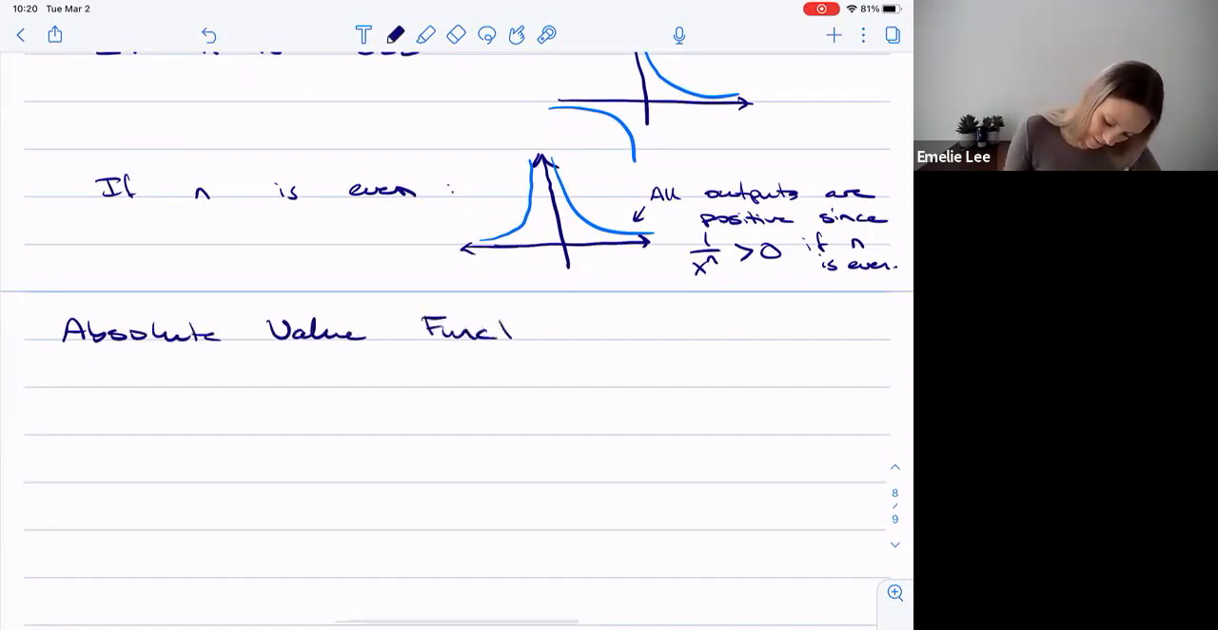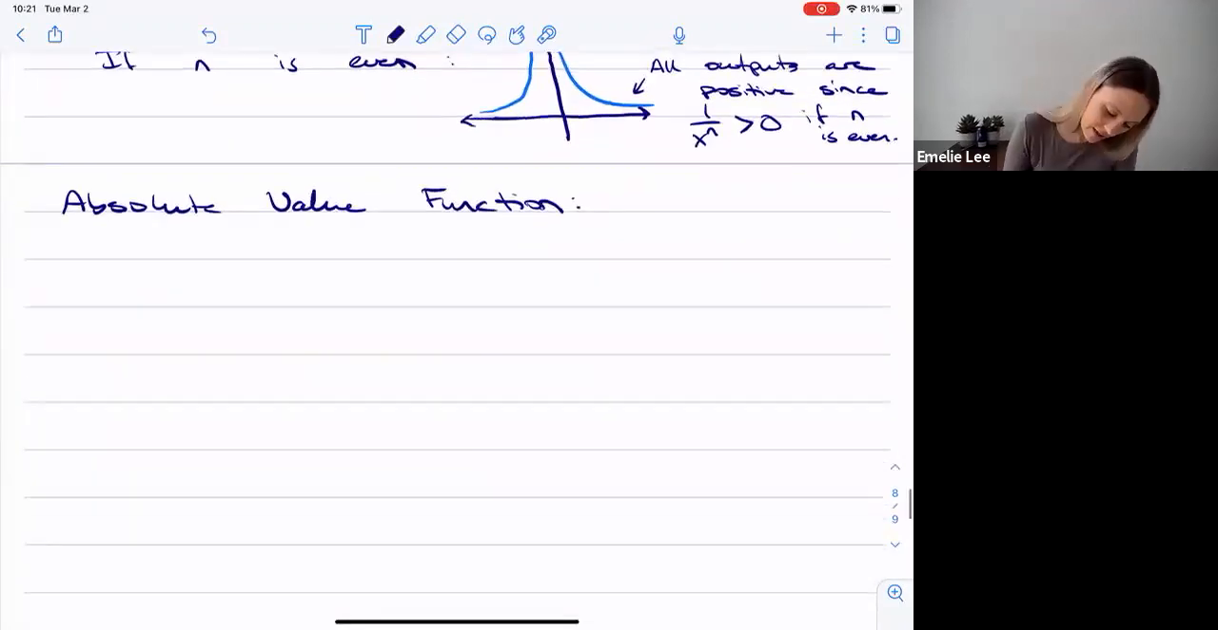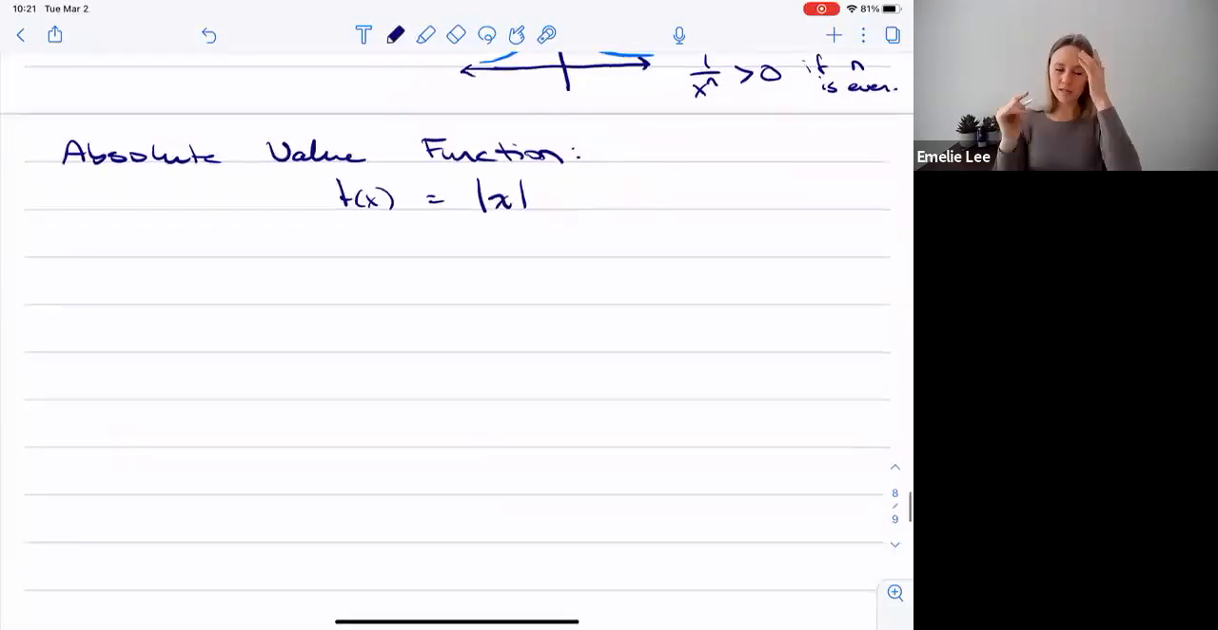The absolute value function. Remember, the absolute value basically takes any value and makes it positive, right? Technically, it's a piecewise function, and it's saying, okay, if x is negative, I actually take the negative of that negative, and that's what makes it positive, right? So what this looks like is the absolute value of x. So if you have f of x is the absolute value of x, which we just denote by vertical lines like this.